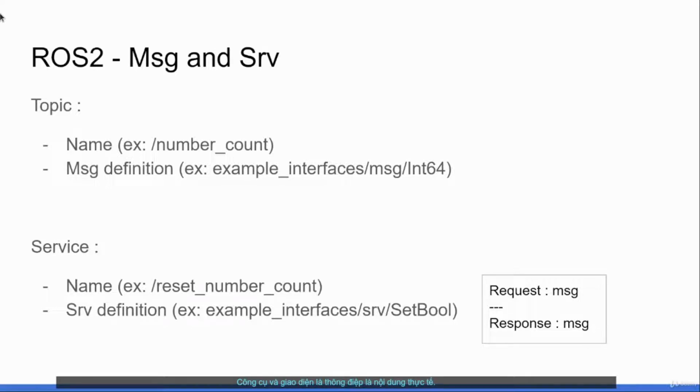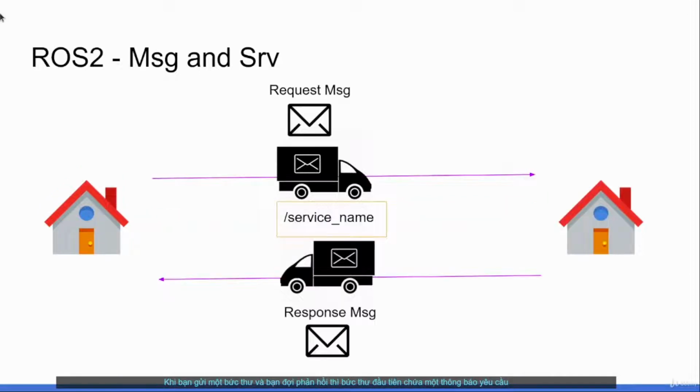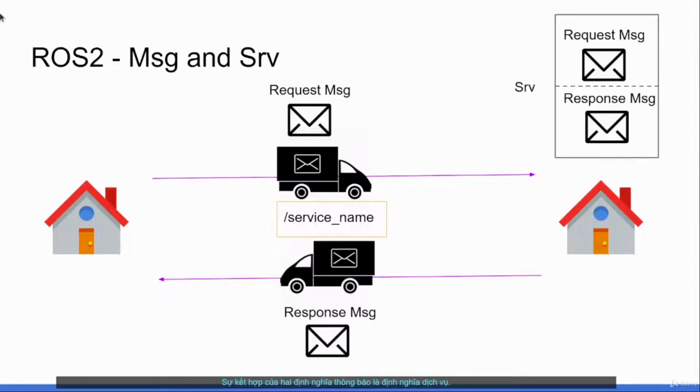Well, you can see topics and services as the communication layer tools, and interfaces or messages as the actual content you send. Let's just make another very simple real-life analogy. When you send a mail, the transport company will carry your letter. The content of the letter is the analogy of a ROS 2 interface, here using, for example, a message definition. When you send a letter and you wait for a response, then the first letter contains a request message, and the letter that you receive back contains a response message. The combination of the two message definitions is the service definition.